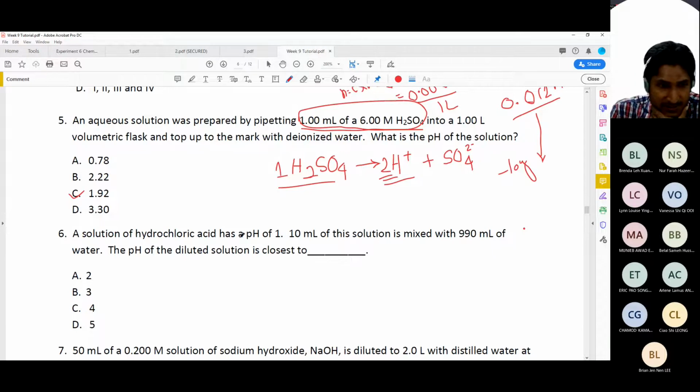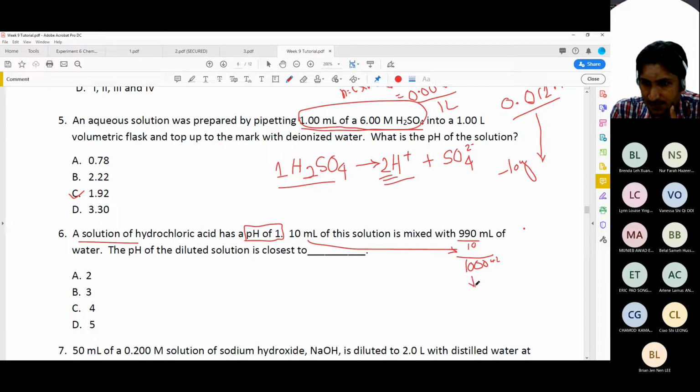We started with the hydrochloric acid with pH 1. A solution of hydrochloric acid that we took and measured the pH, it was 1. And 10 milliliter of that solution, we mixed it with 990 milliliter of the water. So altogether 990 plus 10, it becomes 1 liter, right? This 10 comes here. So the new solution volume becomes 1000 milliliter or 1 liter.